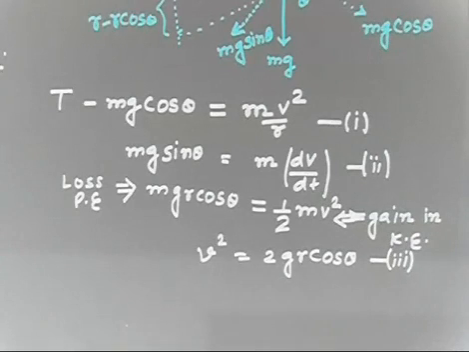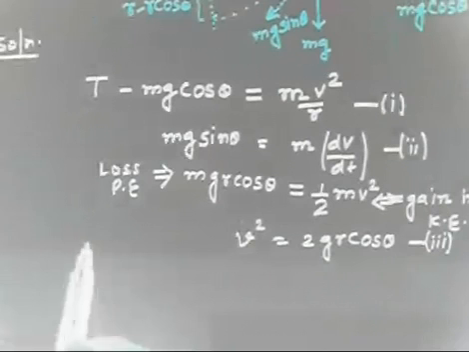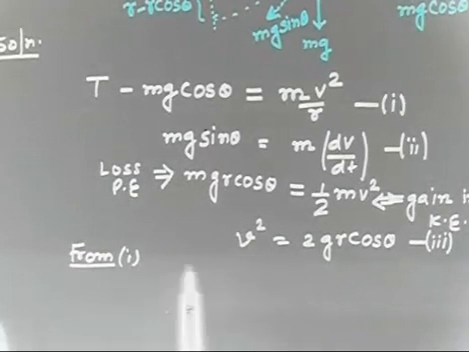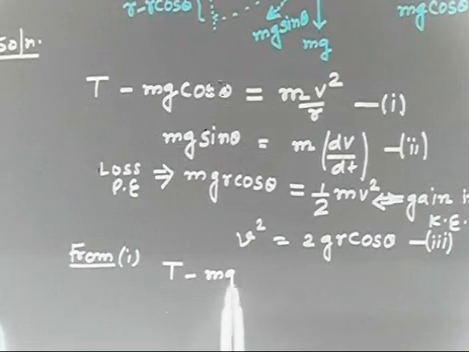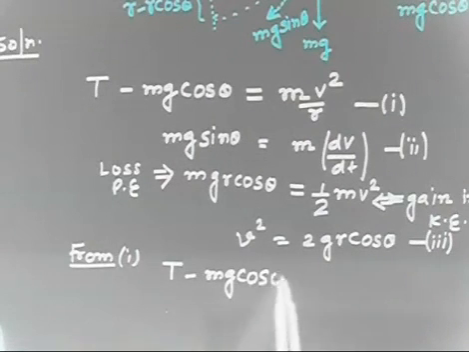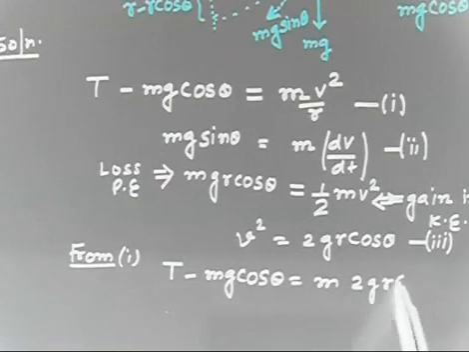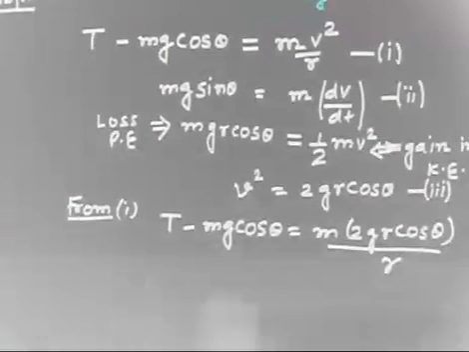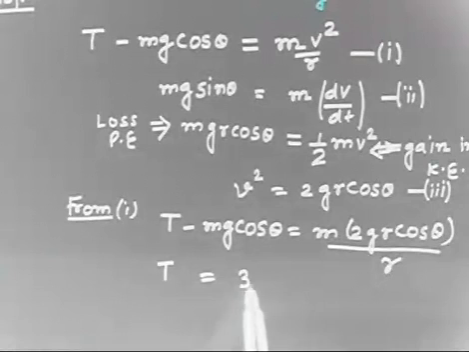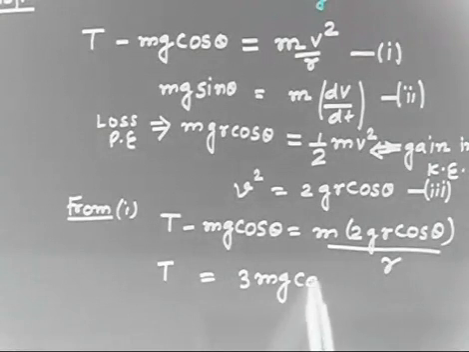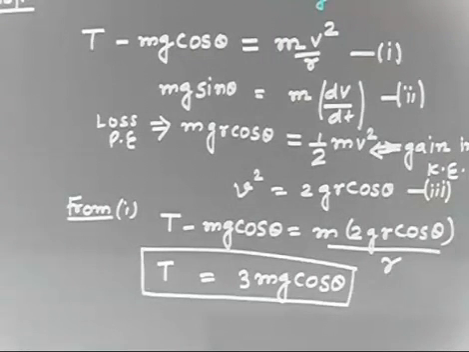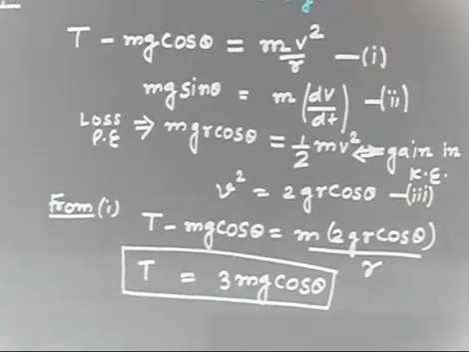Now we have to find tension. From 1 I can easily find tension. If I plug in the value of v square, t minus mg cos theta is equal to m v square by r, and v square is nothing but 2gr cos theta. Dividing by r, r cancels out, so t is equal to 3mg cos theta. As a function of theta, tension is 3mg cos theta.